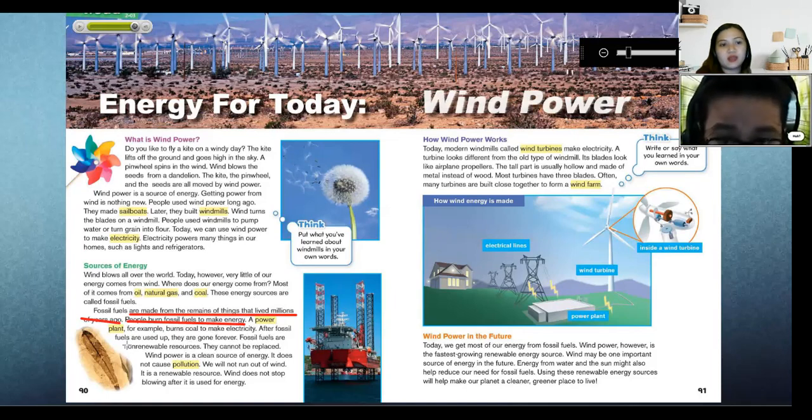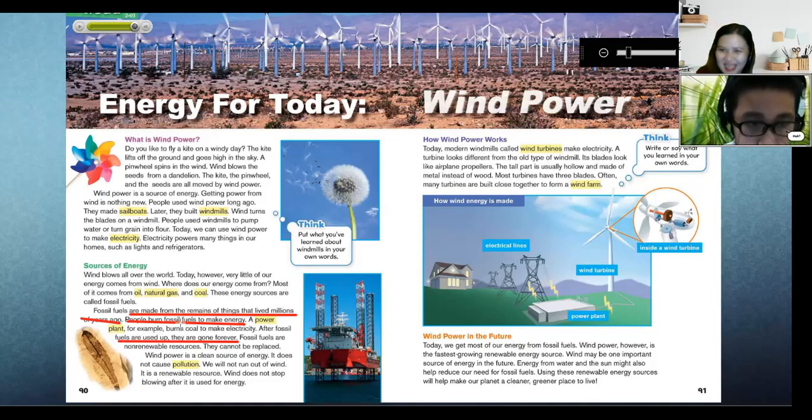After fossil fuels are used up, they are gone forever. You cannot use them anymore. That is why it is called a non-renewable source of energy, because you cannot use it again after it has been used. If they burn something, they cannot replace it after.